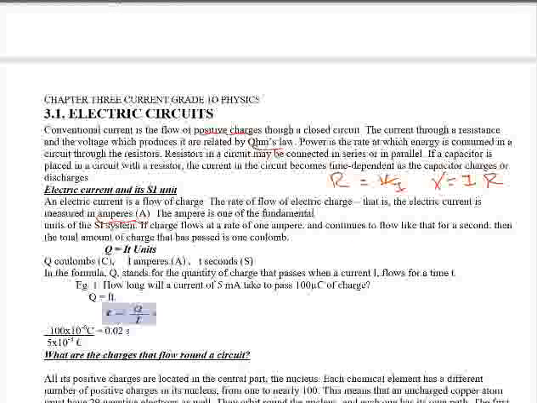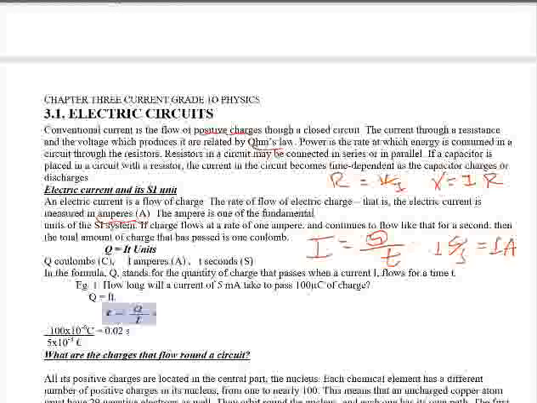The symbol for electrical current is I. I is equal to Q over T. This means it's measured in coulomb per second. And one coulomb per second is equivalent to 1 ampere. Therefore, the SI unit for electrical current is 1 ampere.